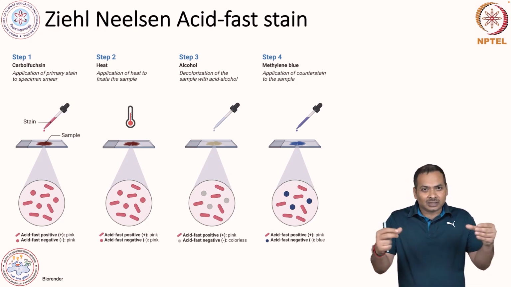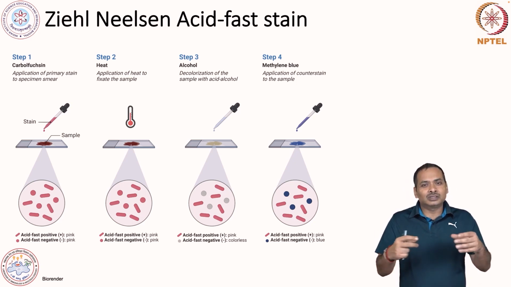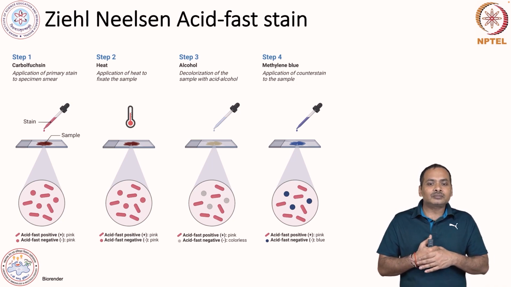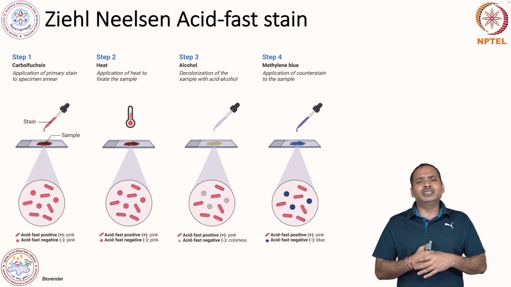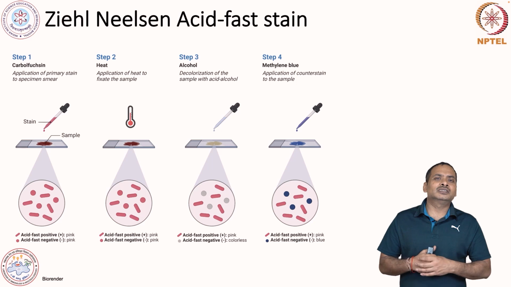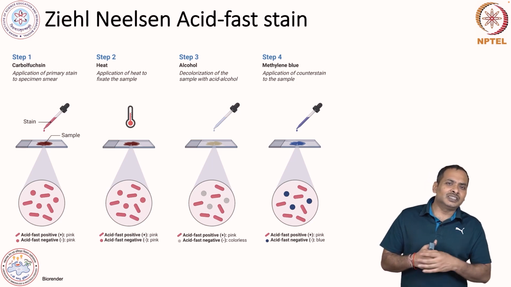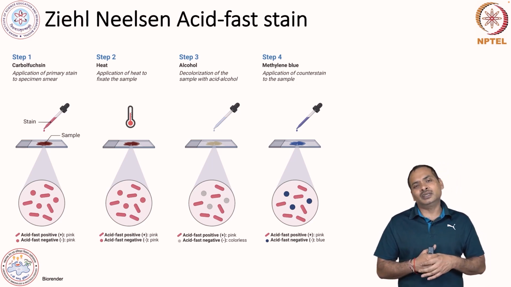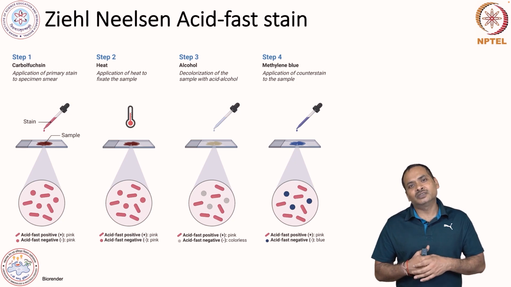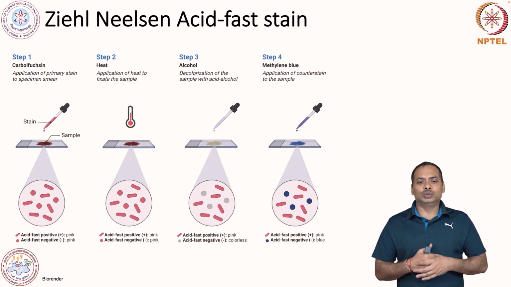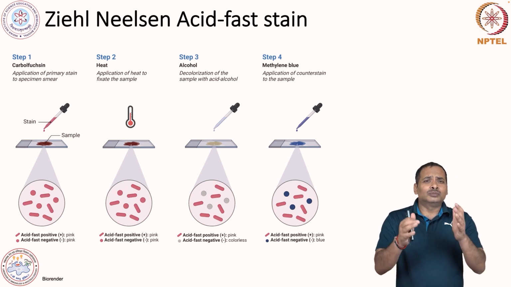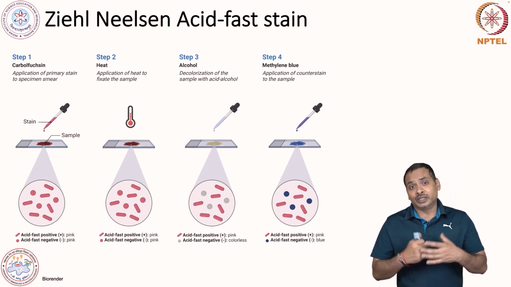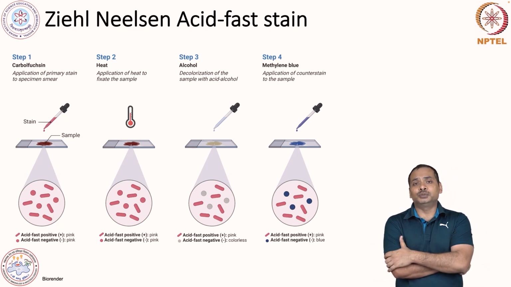Generally this Mycobacterium tuberculosis is rod shaped. And the bacteria other than Mycobacteria will lose this initial staining solution, and will be stained with the methylene blue. So this is the gold standard, or the most appropriate method, to diagnose Mycobacterium tuberculosis.